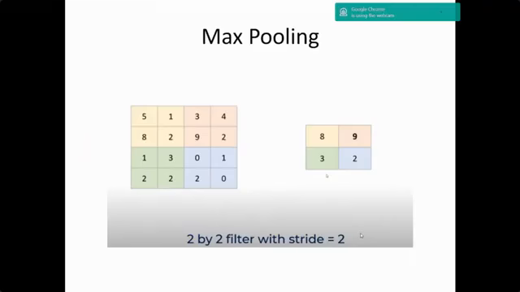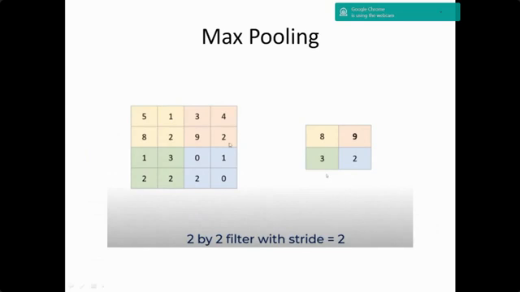In this case, for example, suppose the values we are getting are 5, 1, 1, 8, 8, 2 and 3, 4, 9, 2, like this. We are also going to use a filter of 2 by 2. Suppose I am using 2 by 2 with a stride of 2. So I will move this particular filter here, then here and here.